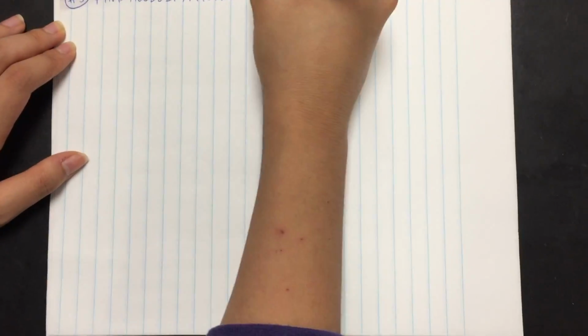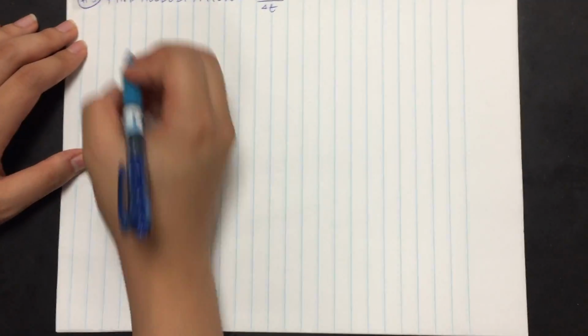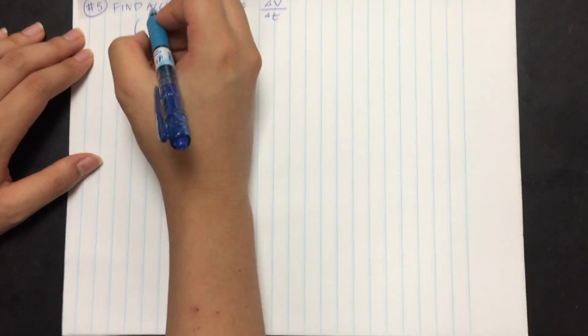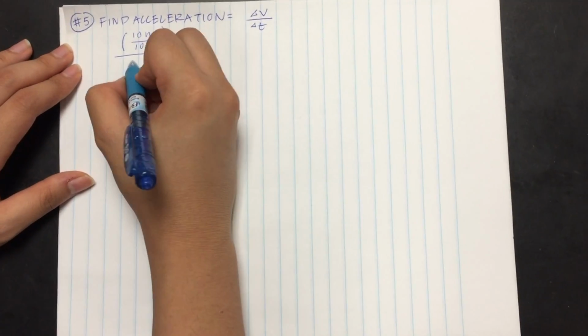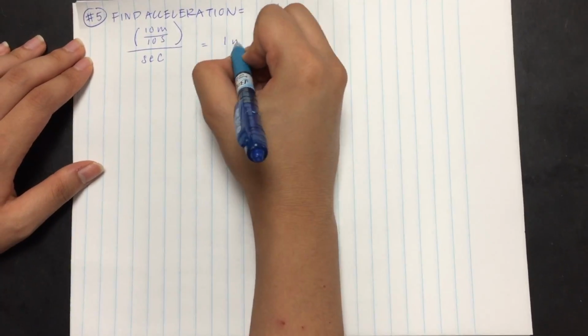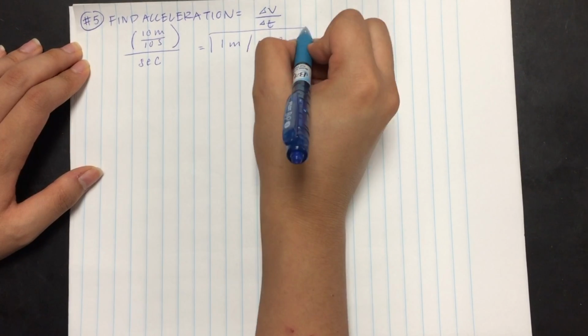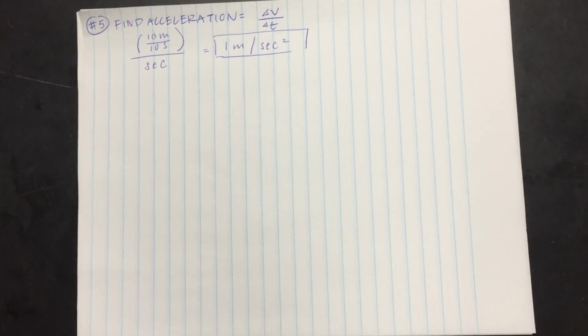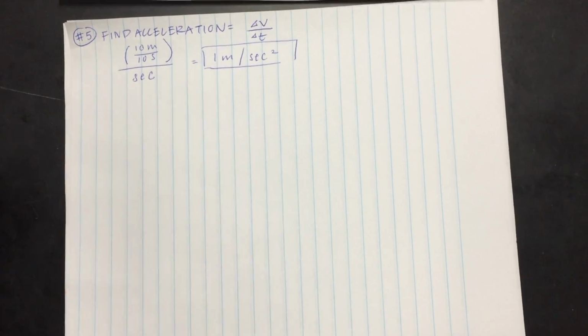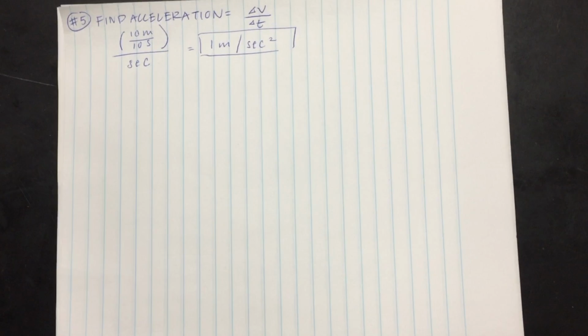A student could also be asked to find the acceleration of a moving object. To do so, he would use the formula delta velocity over delta time. As we know, the velocity of a car is 10 meters per second for 10 seconds. So you get 10 meters per second over 10 seconds, over 1 second. After reducing the fraction, the final answer one would get is 1 meter per second squared, which is a proper SI unit for acceleration.